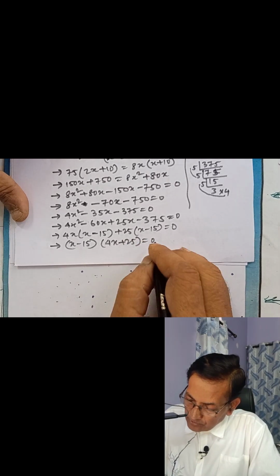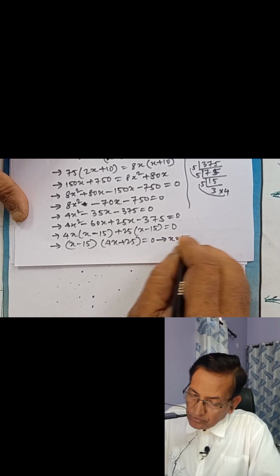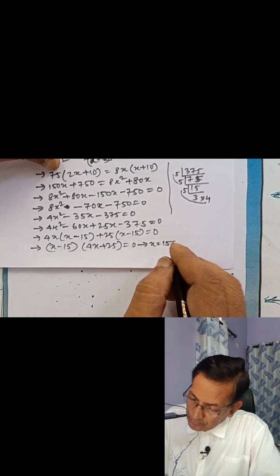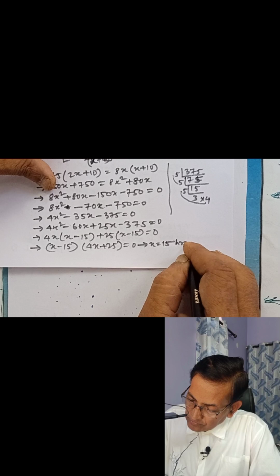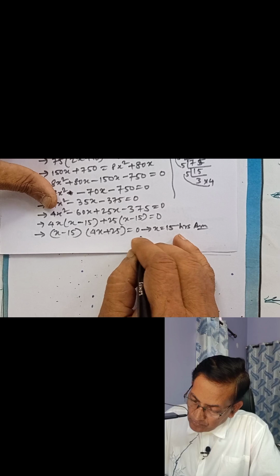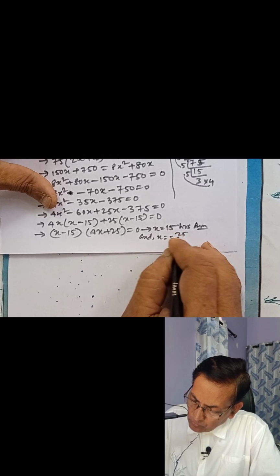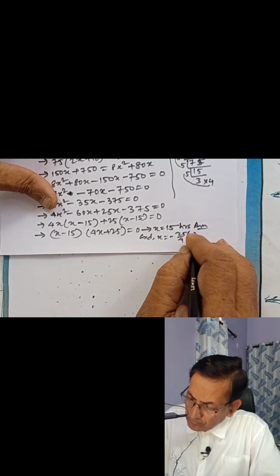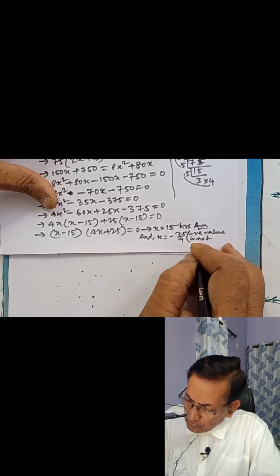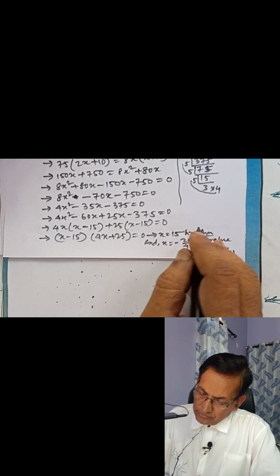From here we get x is equal to 15 hours. 15 hours, this is the answer. Also x is equal to minus 25/4, but a negative value is not possible. So x is equal to 15 hours.